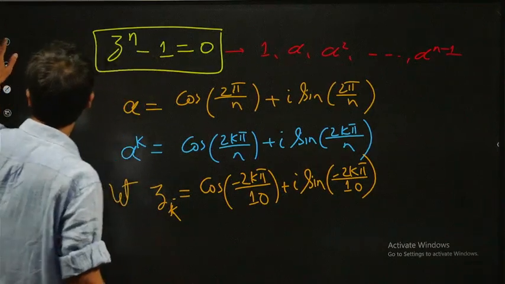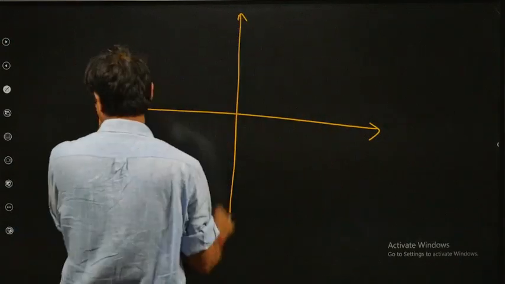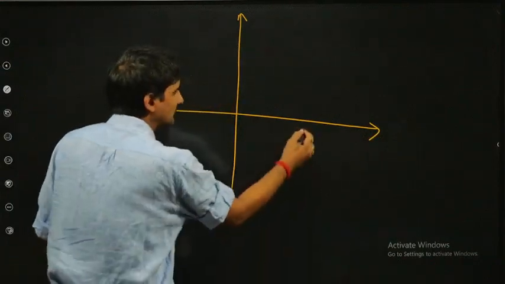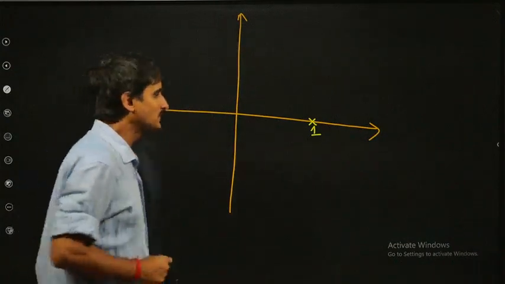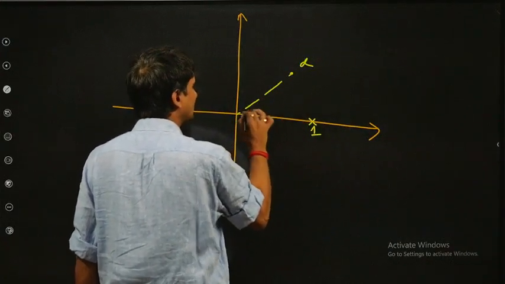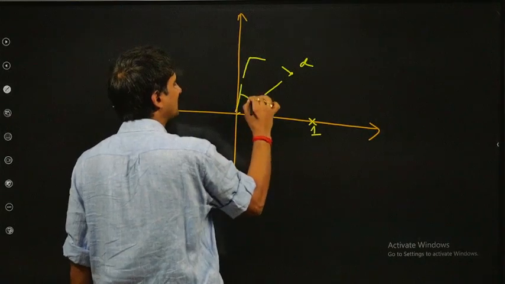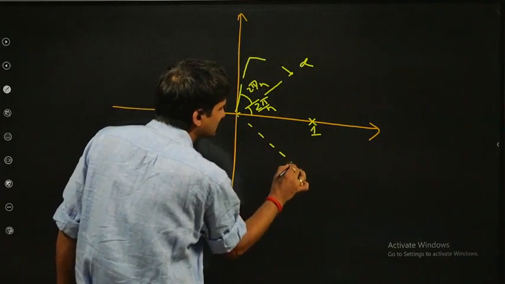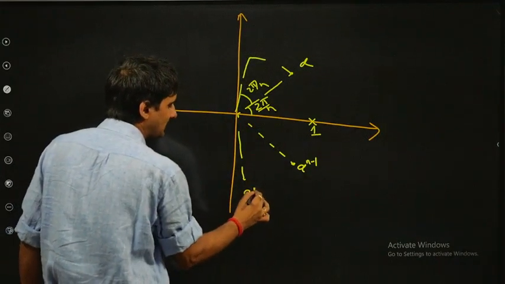Let's come to the geometry again. The roots of unity, when marked on the Argand plane, give us the vertices of an n-sided regular polygon. If this is the first root of unity, of course 1 is the first root and it will always lie on the positive side of the real axis, and then alpha is somewhere here. This angle is nothing but 2 pi by n, then we have alpha square, and this angle is again 2 pi by n. Then this is alpha raised to the power n minus 1, and this is alpha raised to the power n minus 2.